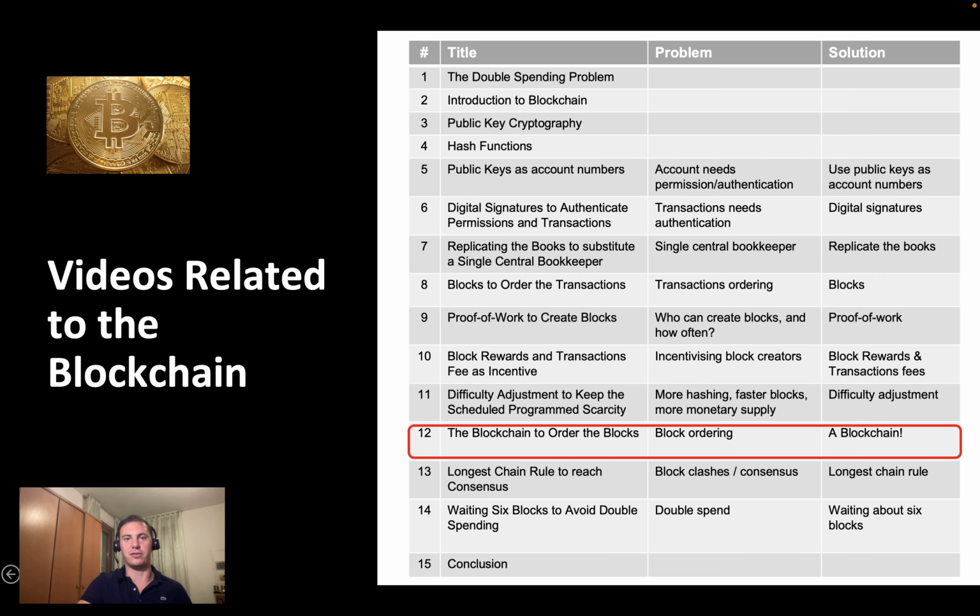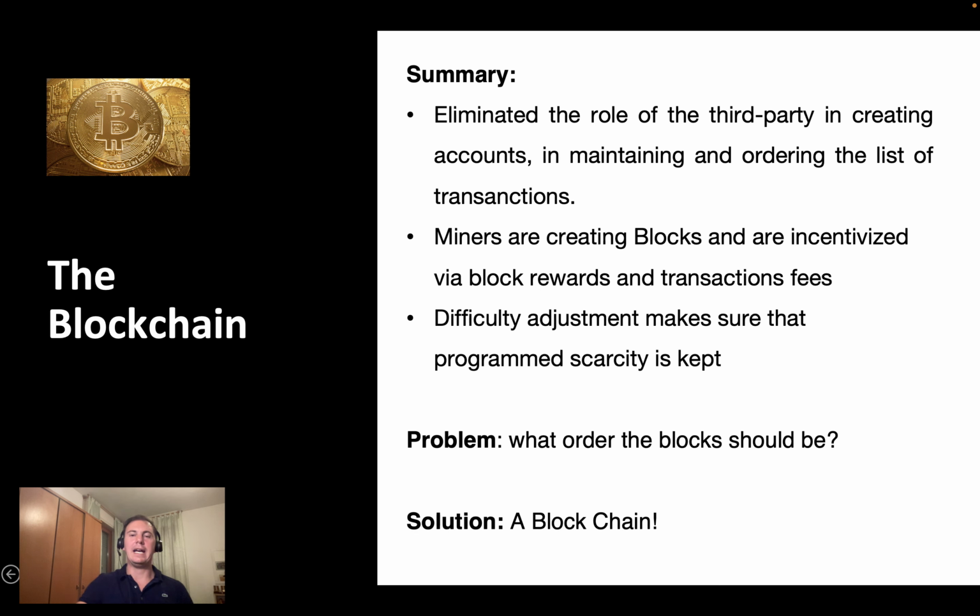I strongly recommend you to read both of the books in order to gain more and more knowledge on this fascinating technology. As you can see here, we started with the double spending problem, then we introduced the blockchain, we discussed technology like public key cryptography and the hash function, and then we went step by step from a centralized to a decentralized world. And we are now at part 12 and step 8, where we have the problem of how we order the blocks. Let's start with a summary as always.